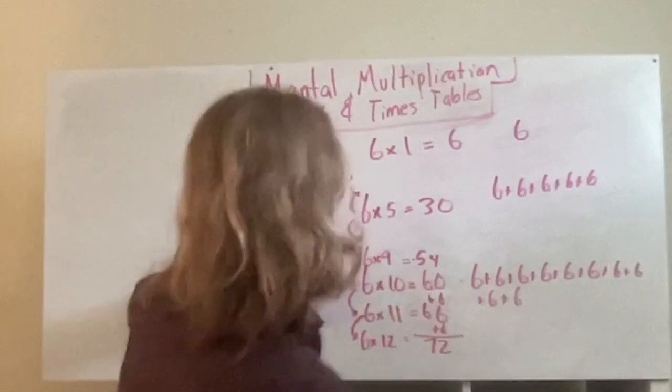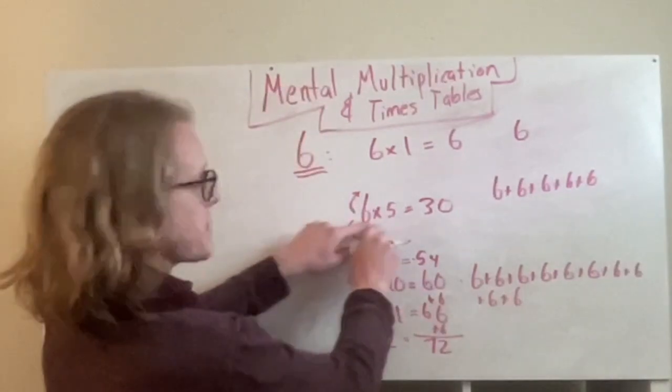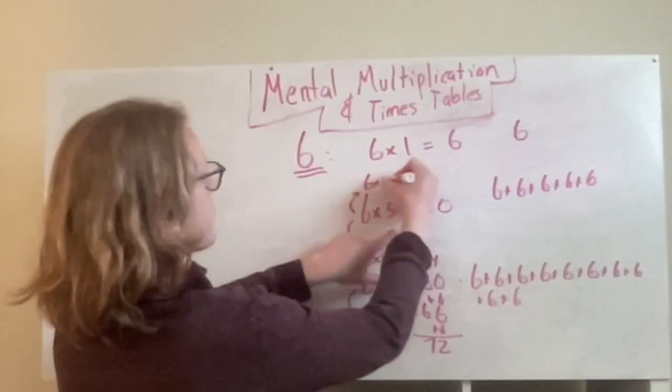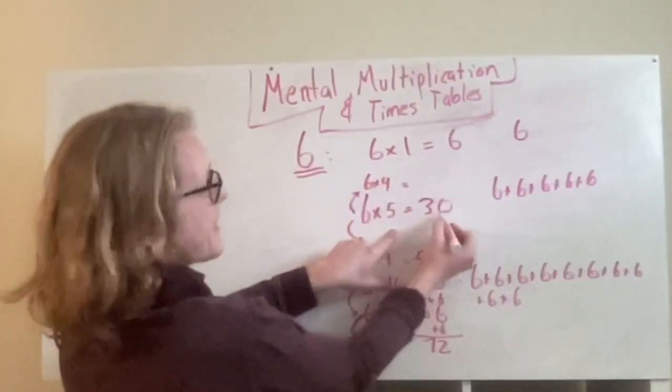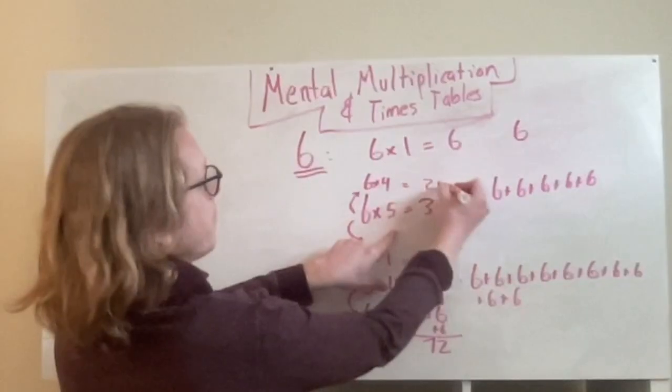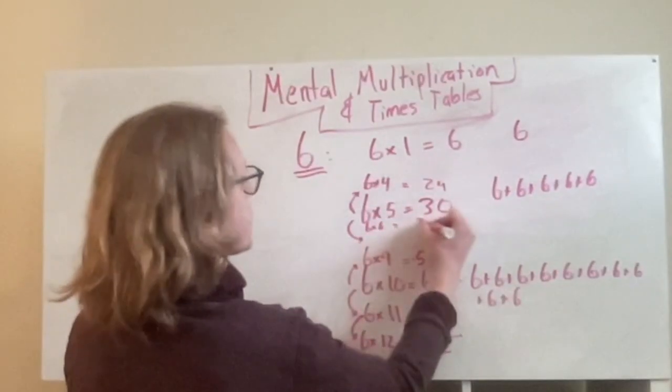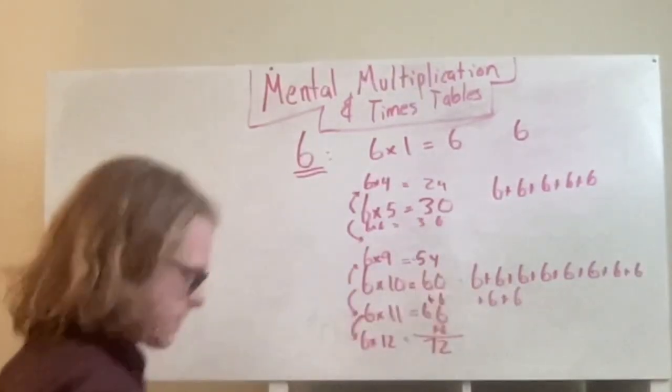Now I could do the same thing up and down from 6 times 5. If 6 times 5 is 30, 6 times 4 would be 6 less than 30, so 24. And then 6 times 6 is 36, okay?